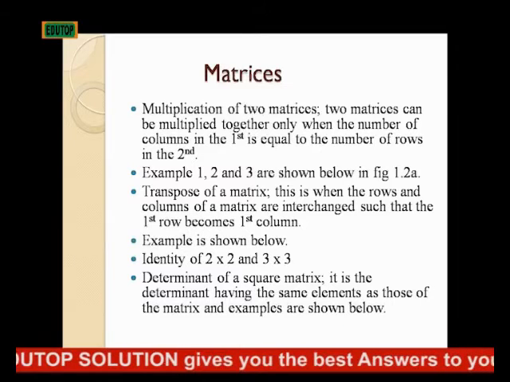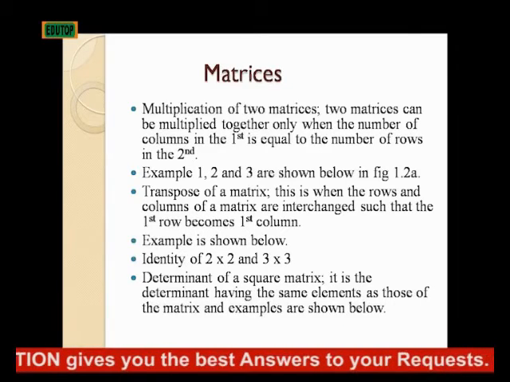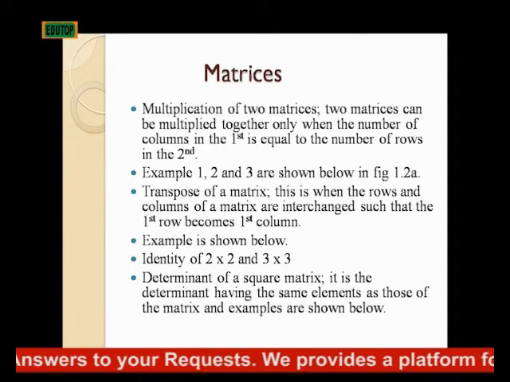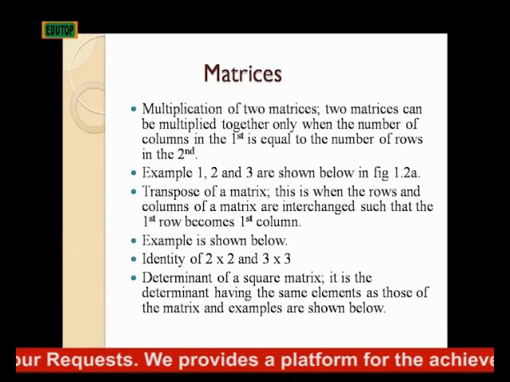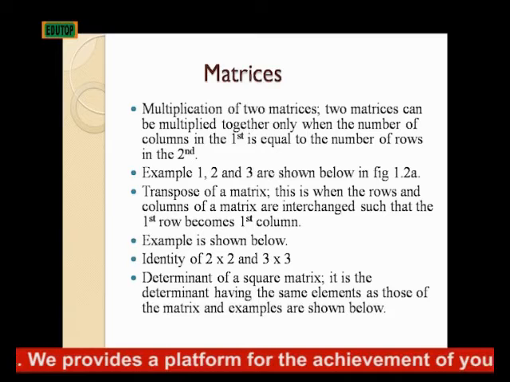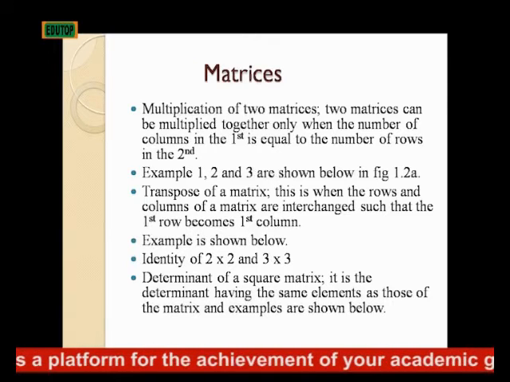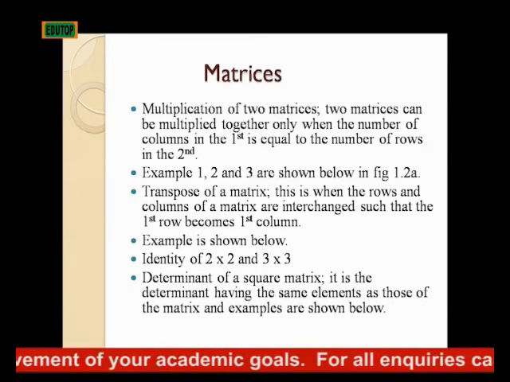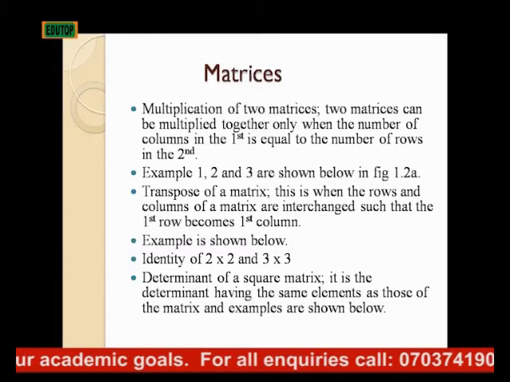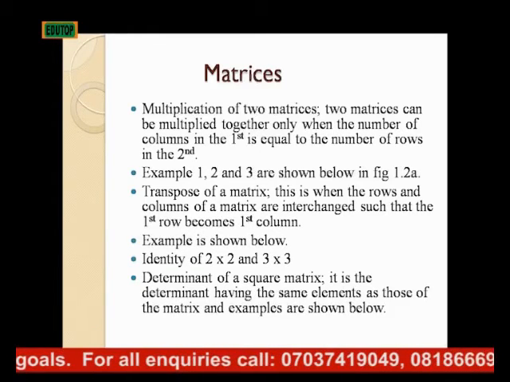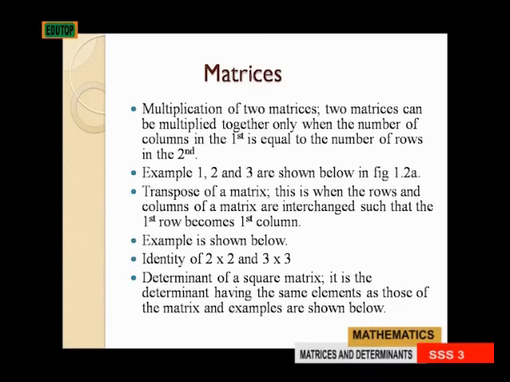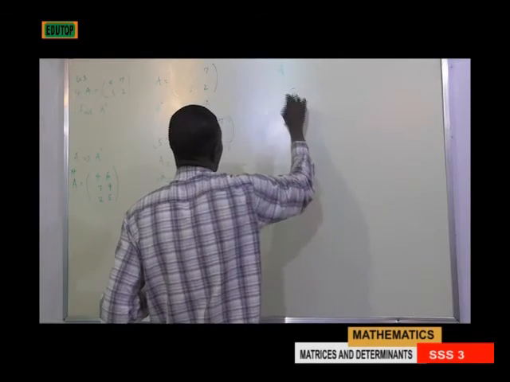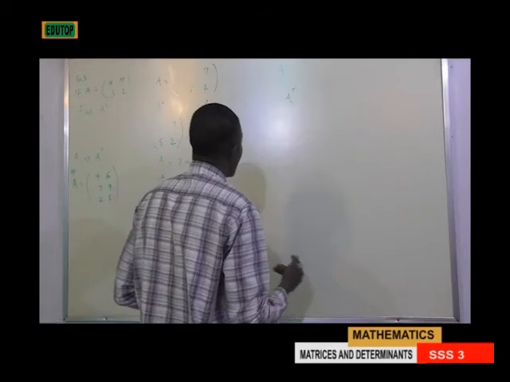Transpose. A matrix is said to be a transpose of the original if the matrix is interchanged such that the rows of the original become the columns of the new matrix. That can be expressed by saying if A is a matrix, then A^T will be the transpose of the original matrix.